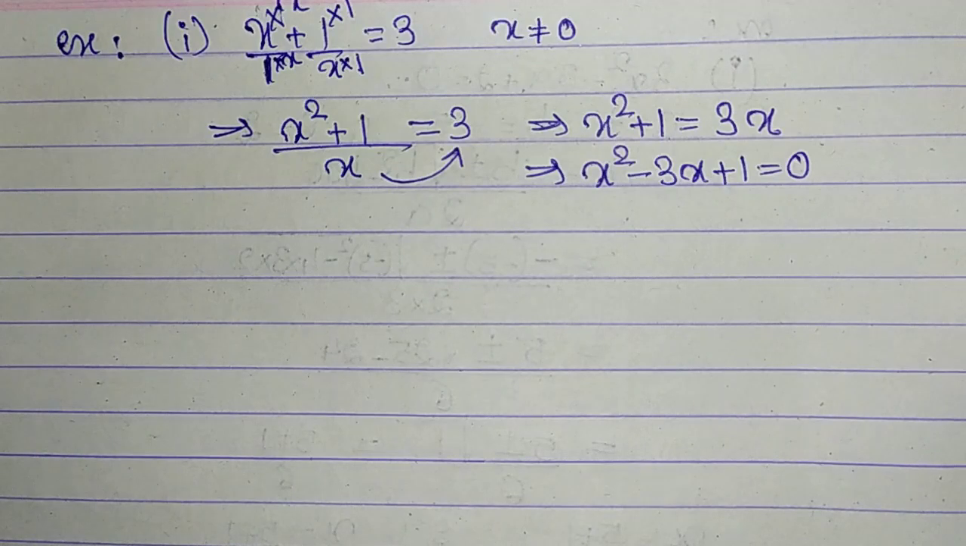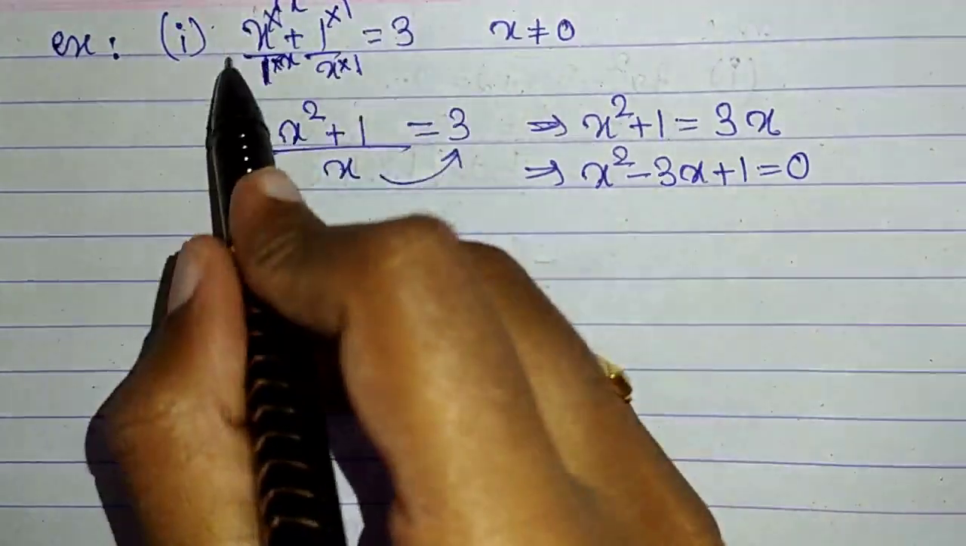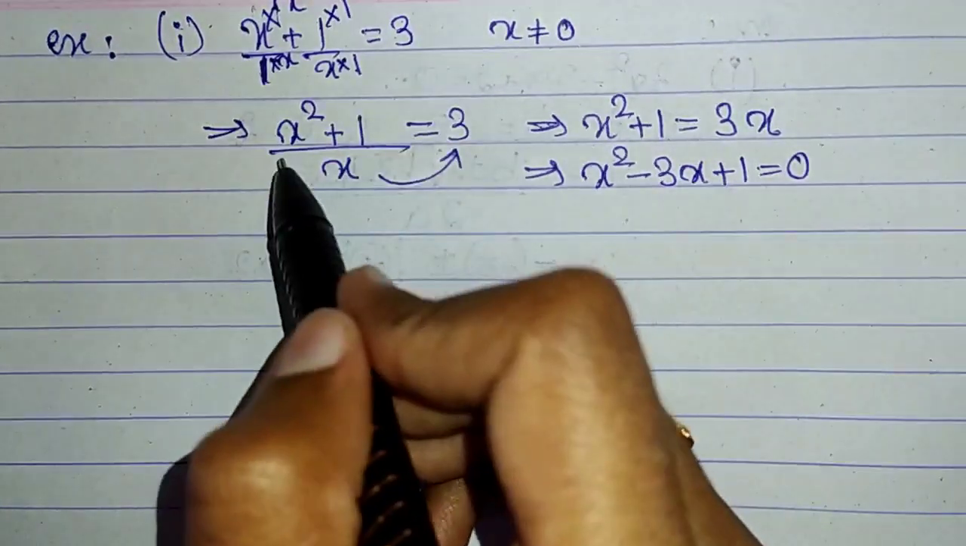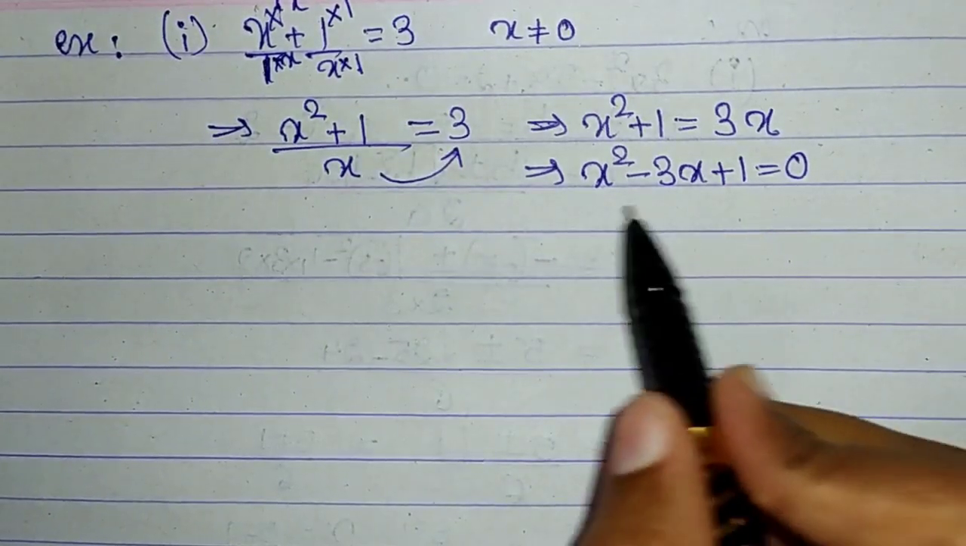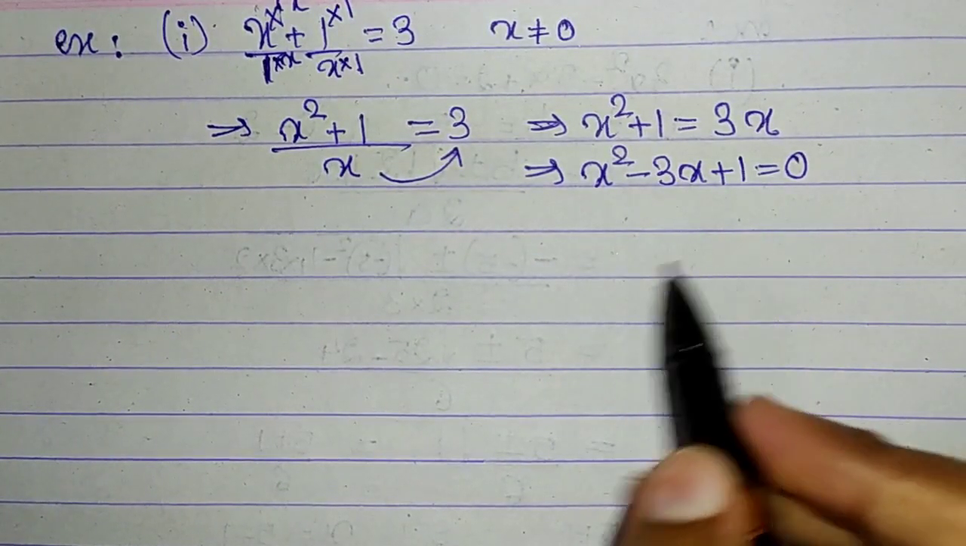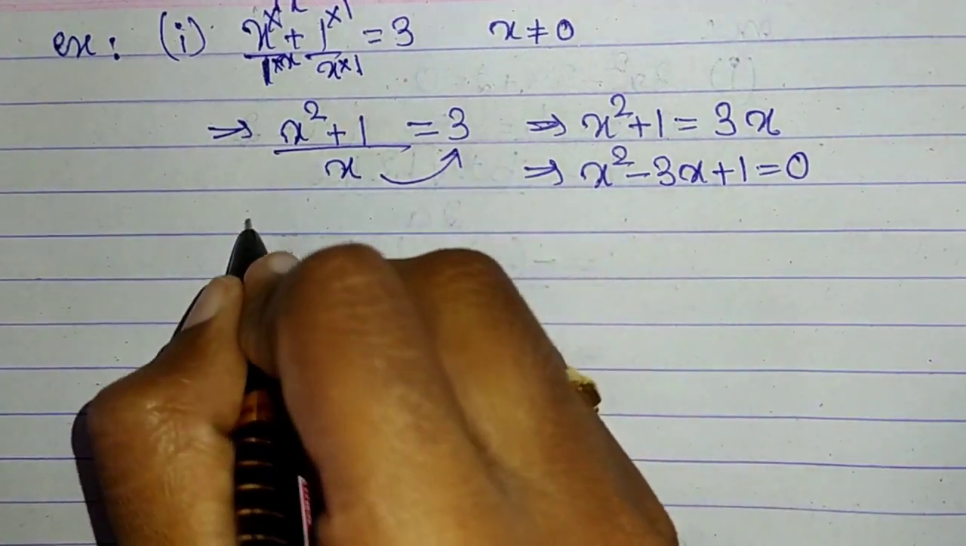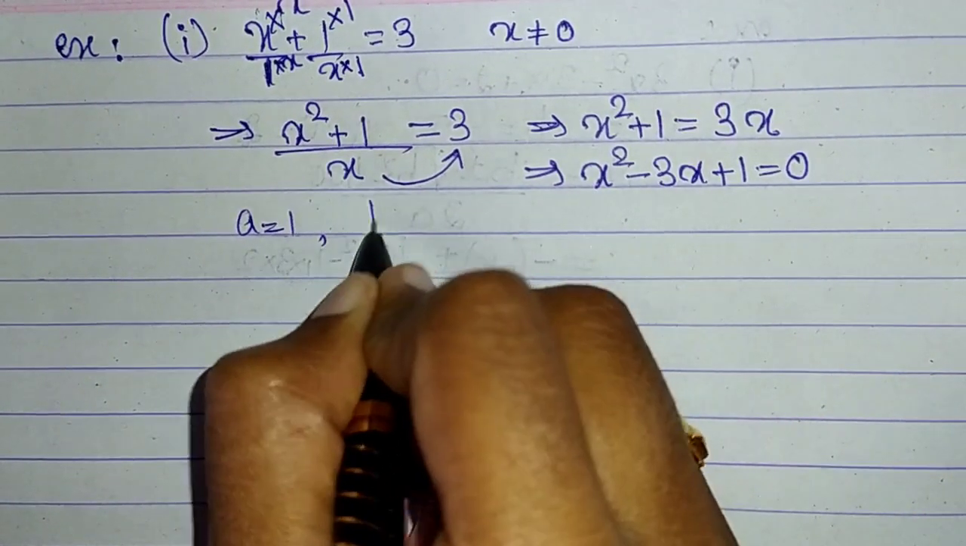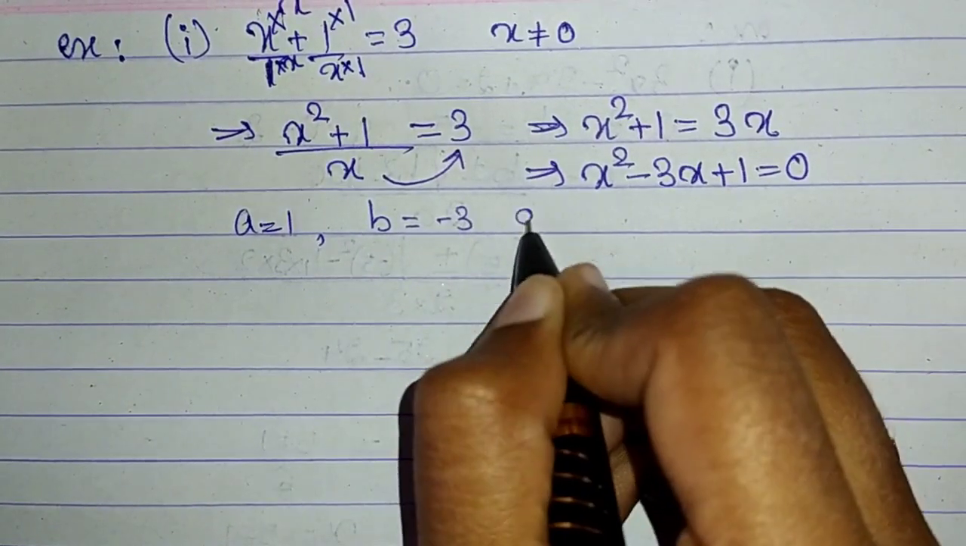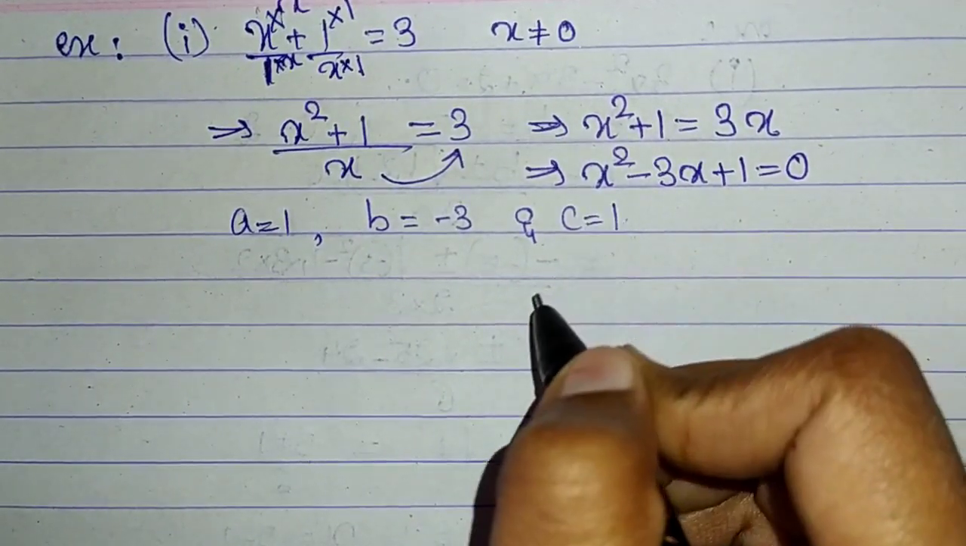This is the quadratic equation. The same expression, on taking LCM and rearranging some terms, we got a quadratic equation. So now let us solve this quadratic equation using our quadratic formula. a is equal to 1, b is equal to minus 3 and c is equal to 1 once again.